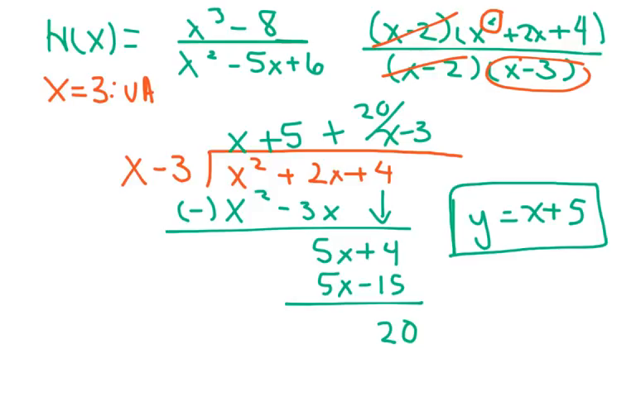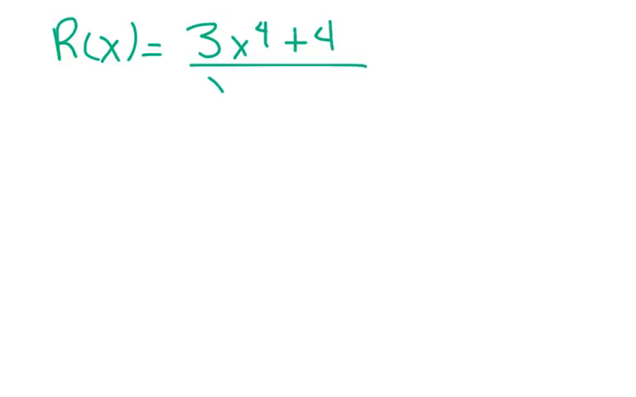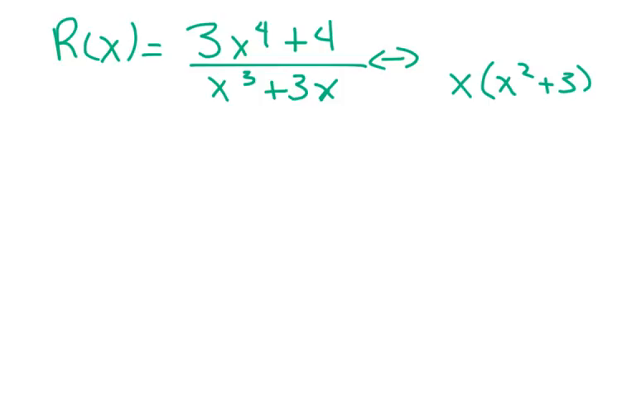Let's do this one. We have f of x equals 3x to the 4th plus 4 over x cubed plus 3x. Now, I'm going to go ahead and factor out the denominator and see what happens. I'm going to factor out an x, and we get x squared plus 3. That doesn't help me, except it tells me that x can't be 0. So I have a vertical asymptote at x equals 0.